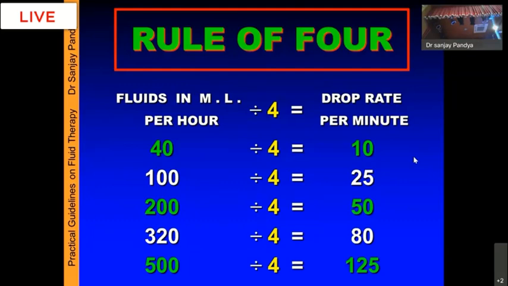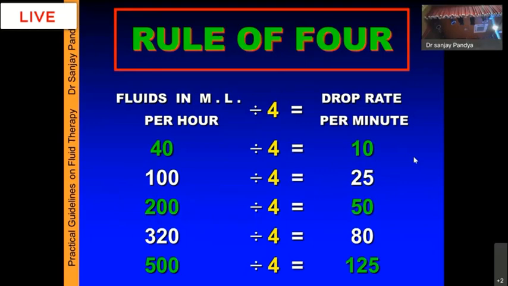In 1 hour, how much do we give? It will be 100 ml, 200 ml, 300 ml. It is not that we give 2 liters, 3 liters, 4 liters in 1 hour. So always for this rule, when we calculate for 1 hour, it's going to be volume in ml divided by 4. And that will give you the volume.